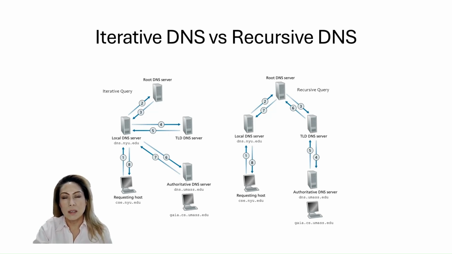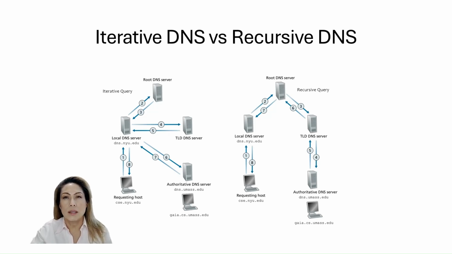Iterative DNS and recursive DNS. So iterative DNS is a series of referrals between DNS servers until the query is resolved or it's determined that it's not available. It's like asking directions and being directed to the next person who might know the answer, and then continuing to ask people for those same directions until you get an answer or until you reach the destination.